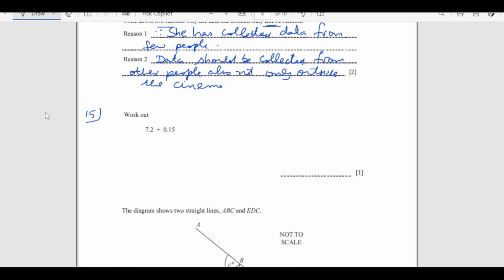Now the next one is work out 7.2 divided by 0.15. 7.2 can be written as 72 over 10 divided by 15 over 100. We will write it down as 72 over 10 times 100 over 15. We take the reciprocal, changing the division sign to multiplication. Now we are going to simplify. So 5 times 2 and 5 times 3, then this is 24. 24 times 2 is 48. So the final answer is 48. Move to the next question.